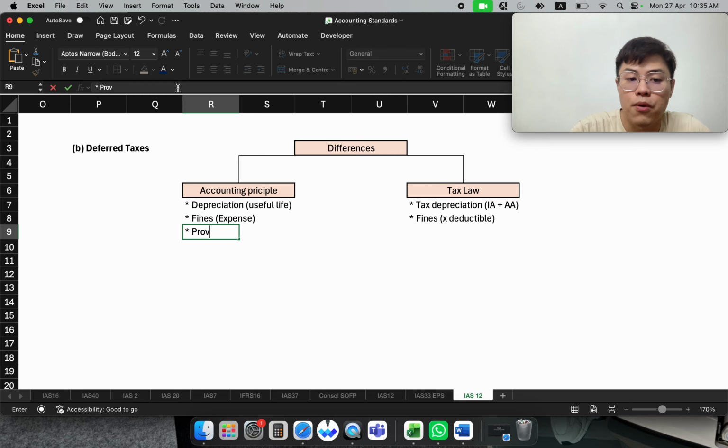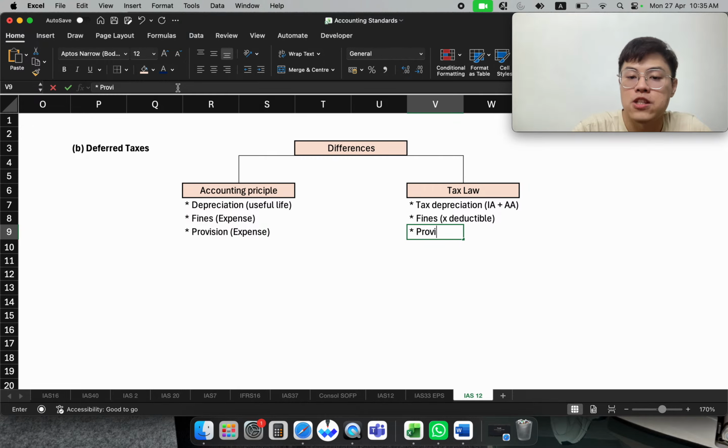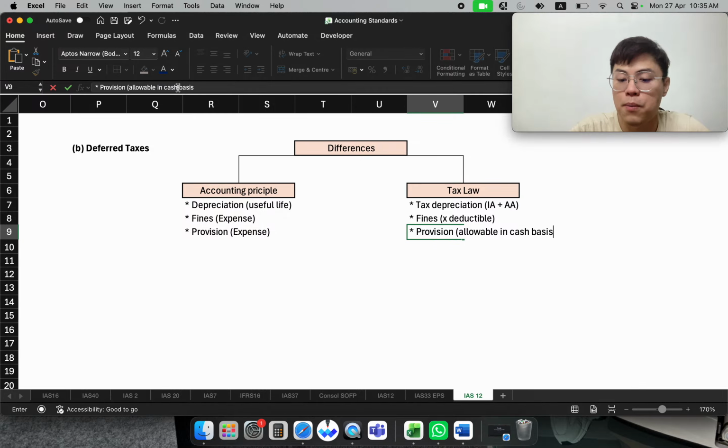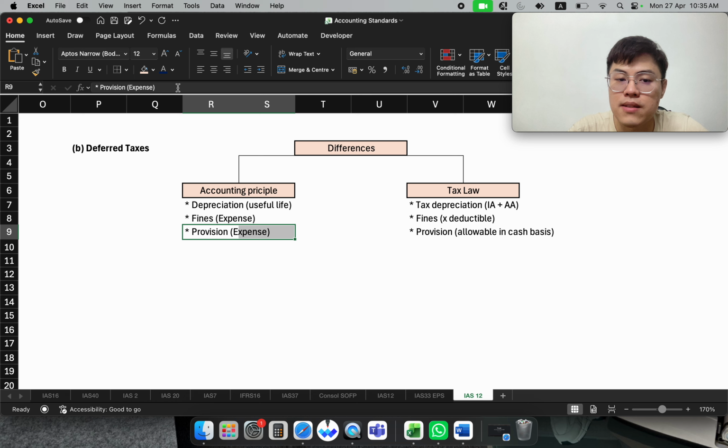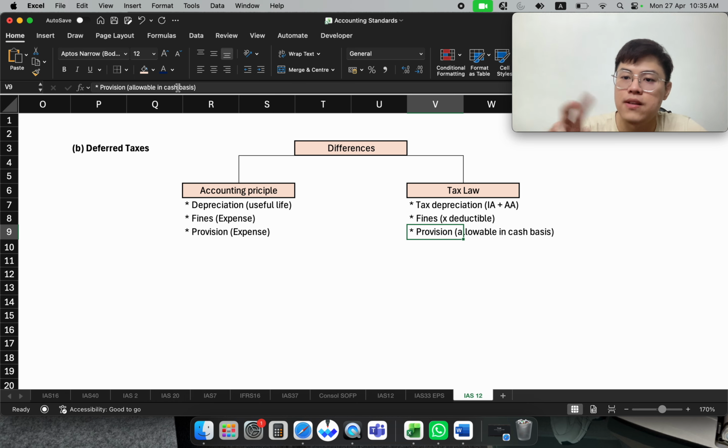For example, provisions for certain expenses are your expenses, but in tax law, provisions are allowable only on a cash basis. Meaning to say, when you pay, only then do I give you the deduction. If you didn't pay, you recognize the expense now, but tax will assume you still cannot deduct. So there is a difference in treatment again. So this is the general difference.